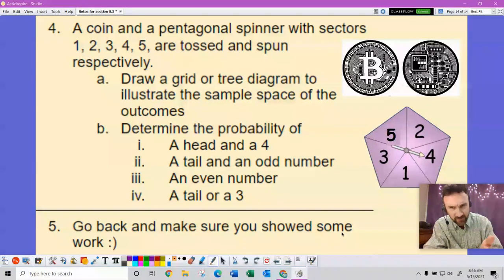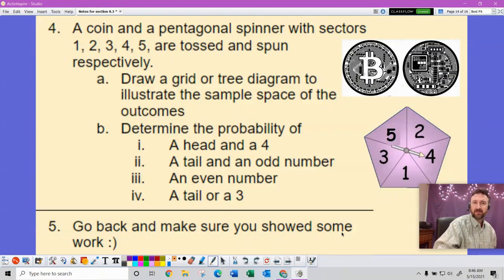For example, you could flip the coin and get a B on the front, or a heads. I don't know what you call the sides of a Bitcoin. And then spin the spinner and get a 2. So that could be B2. What would you call the backside of that Bitcoin? You just call it like computer chip? C? I don't know. You decide.